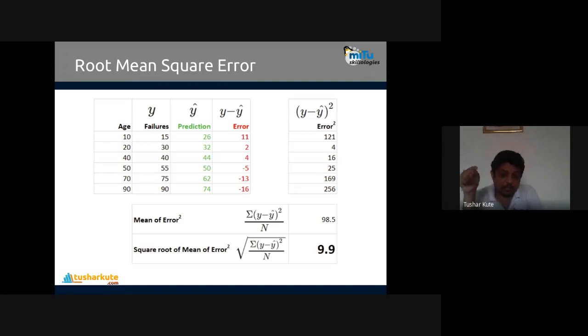Root mean squared error, RMSE. This is how it's calculated, using the formula which you can see over there: original value and predicted values, their squares divided by n, and then square root. That is how the root mean squared error is calculated.